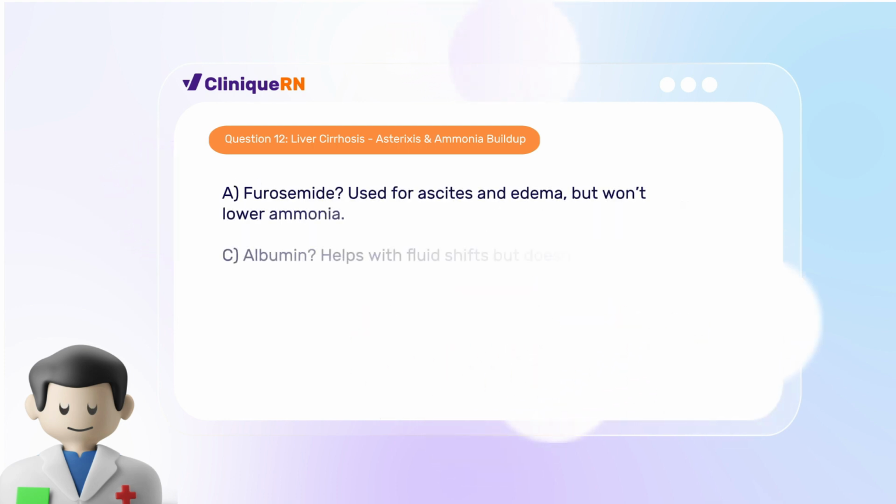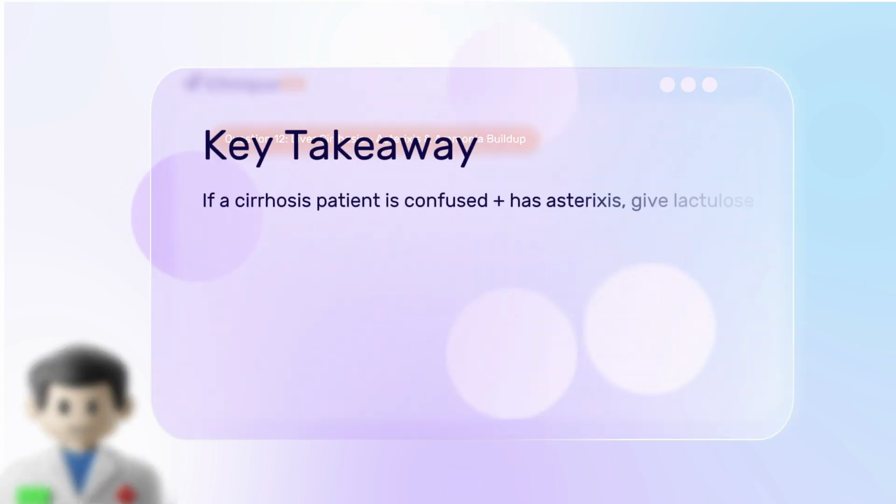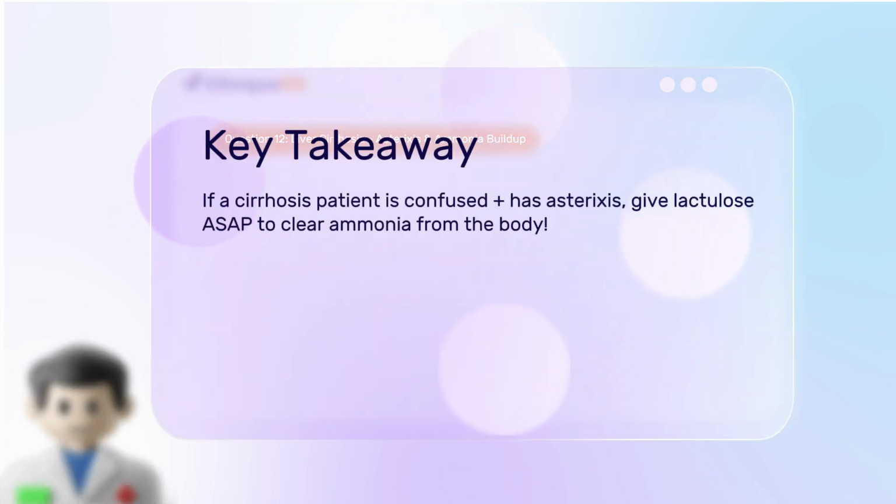Why not the other choices? A. Furosemide, used for ascites and edema but won't lower ammonia. C. Albumin, helps with fluid shifts but doesn't reduce ammonia. D. Potassium chloride, might be needed if they're hypokalemic, but it doesn't treat encephalopathy. Key takeaway: if a cirrhosis patient is confused plus has asterixis, give lactulose ASAP to clear ammonia from the body.